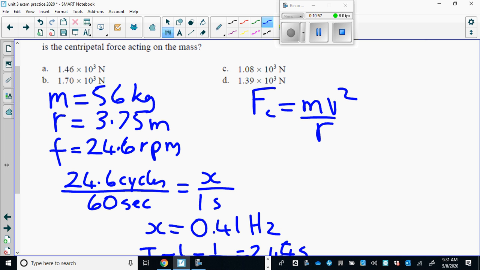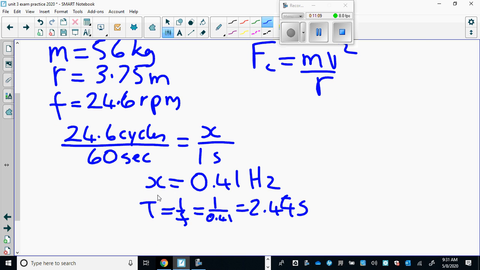So what do we need to find here? We need to find the centripetal force, and we need to find the velocity. How are we going to find the velocity? We have the mass, the radius, and the frequency or the period. So let's think which formula will give us the velocity. The velocity in circular motion is this one here, 2 pi r over T. So we can calculate the velocity using this formula.